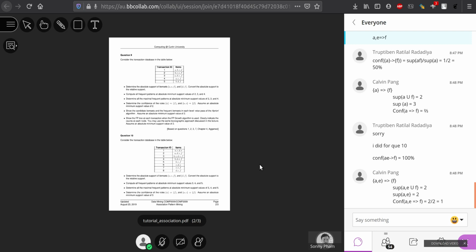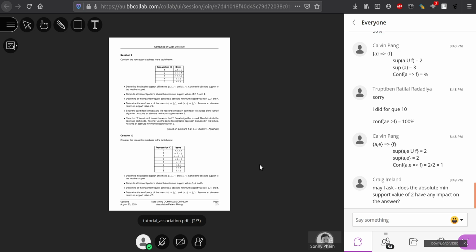I think in the, let me check the previous test. I also have another similar question on this, but I think it's just the inverse way.